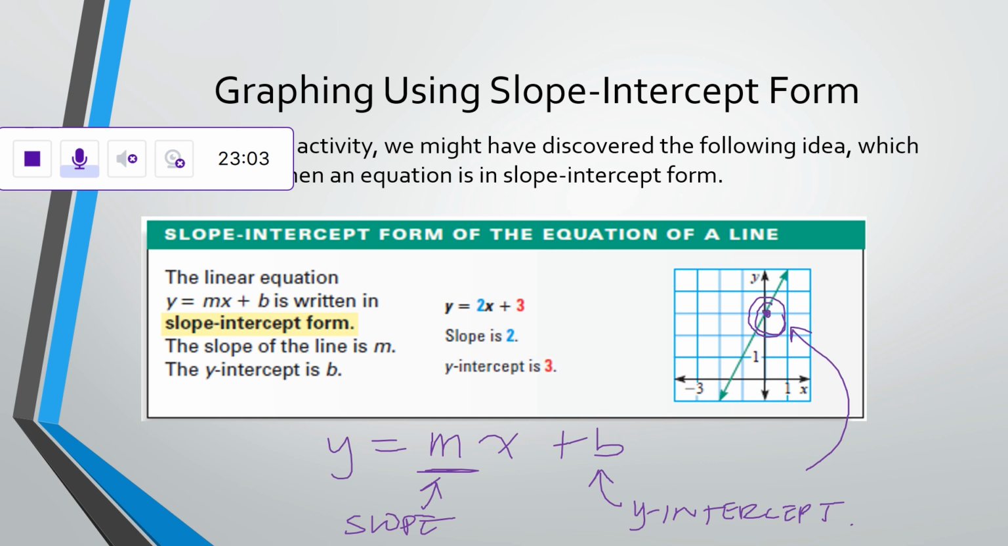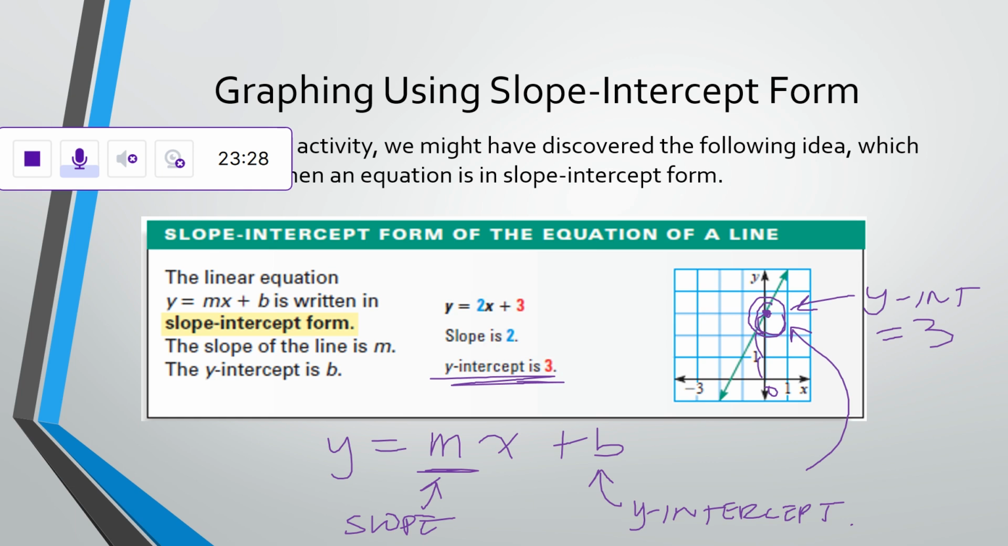So this point, if we count starting from 0, 1, 2, 3, this means that our y-intercept in this case, let me just erase this real quick, is something we call the y-intercept, or you can abbreviate this as y-int, and it is going to be equal to 3, like what it says right here.